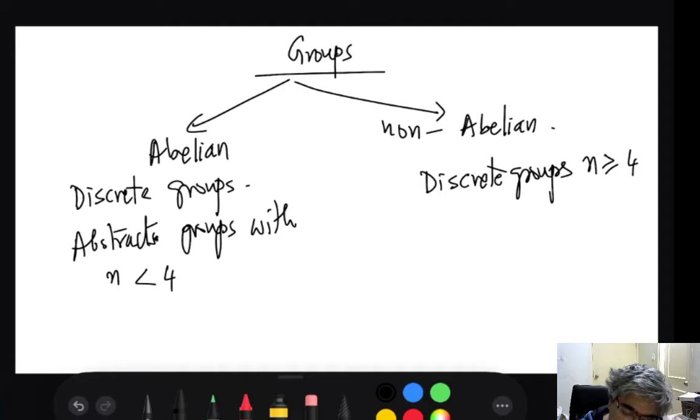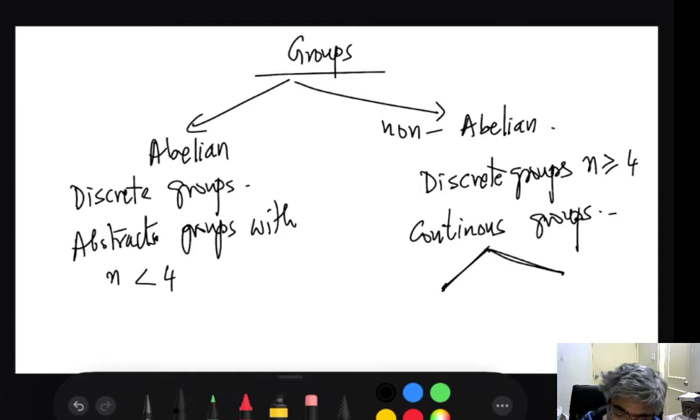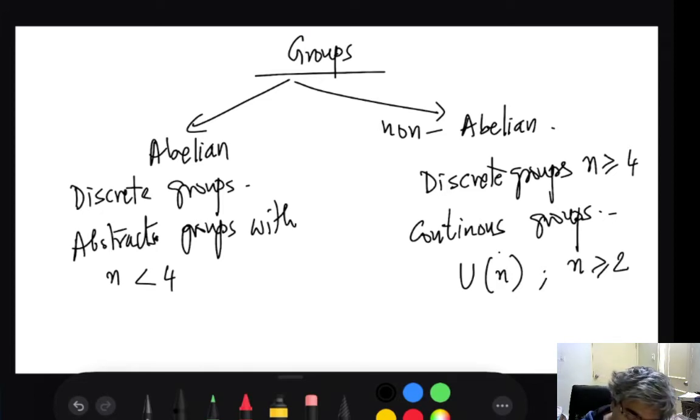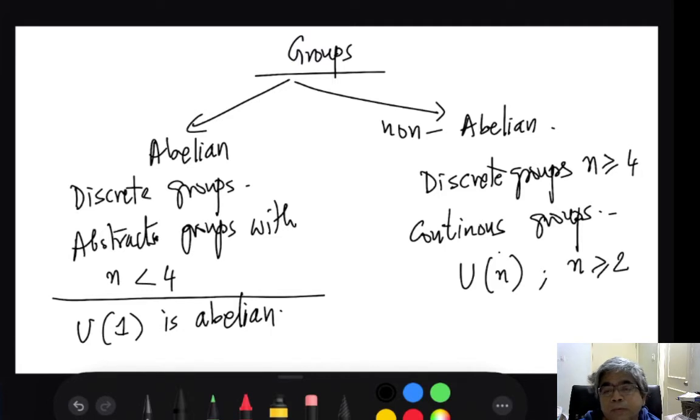So in the case of continuous groups, one class of continuous groups which we call the Lie groups. U1 is abelian. UN or SUN, n greater than or equal to 2, you will start having them to be non-abelian, whereas U1 is abelian. U1 is an abelian group, and we have seen that QED, which is explained by U1, is an abelian group.